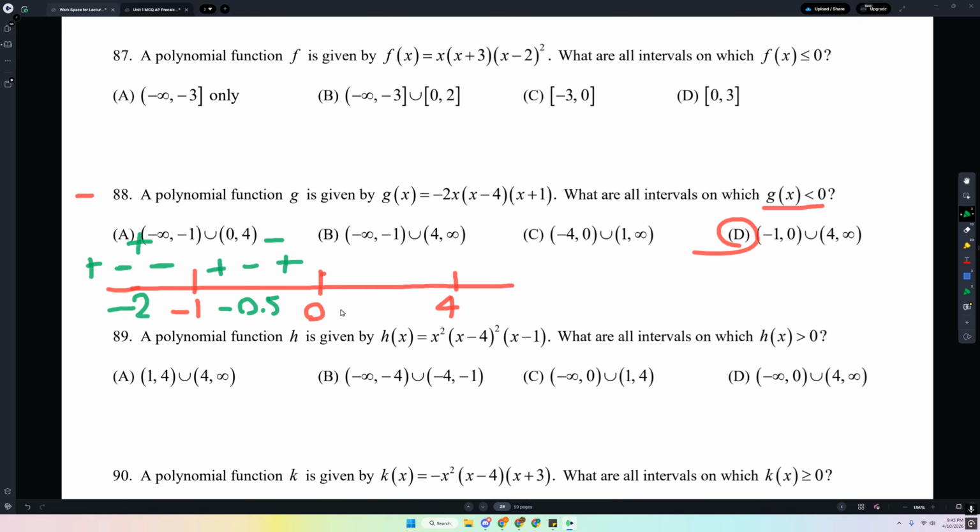Now we're going to look at our next one, 0 to 4. So now we're going to plug in 2. Our first one will be negative, negative, positive, so it's going to be positive. And then finally, we're going to plug in 5. 5 will be negative, this will be positive, and this will be positive. So this will be negative. And we're looking for where it's less than 0, so that would be negative 1 to 0 and 4 to infinity. Any questions?